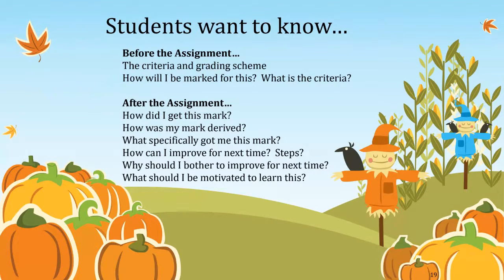If you write an essay and you get a mark of, let's say, an A plus even, but there's no written feedback, no verbal feedback, why? What did I do right? What do I repeat for the next assignment? And so it's important for students to know, what can I improve for next time? Why should I bother to improve for next time?